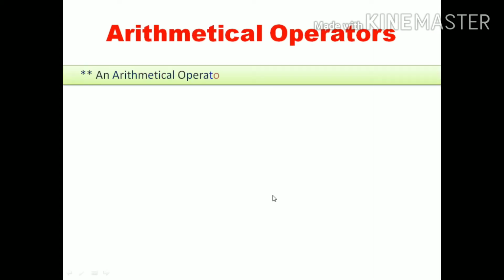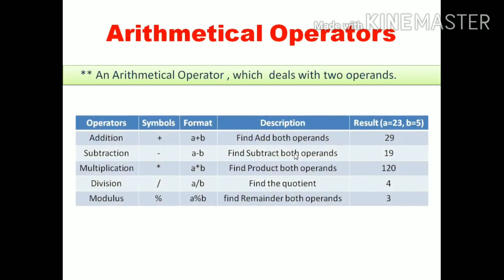Next, arithmetic operators. An arithmetic operator deals with two operands. It means two variables, two values, anything. So the first part is addition. The symbol is plus, format a + b, finding the sum of both operands. So if the value of a is 23 and b equals 5, the answer is not 29, it is 28.